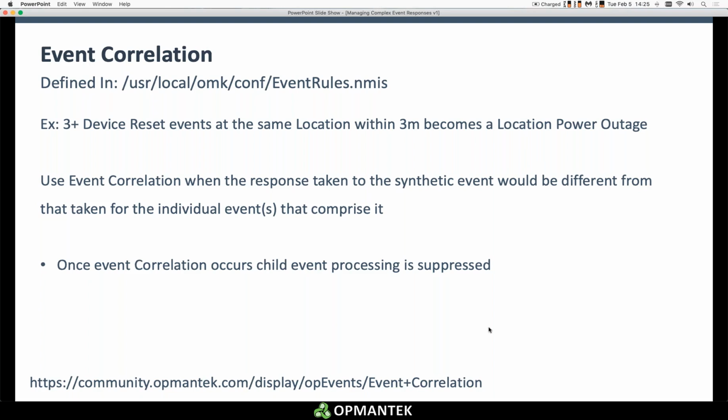An important concept with a correlated event is that the child event processing is suppressed. So once those 3 events, or 3 or more, for example, are correlated into that synthetic location power outage event, the individual child event processing is stopped. So we're not going to continue processing the individual events. We're going to be managing that location power outage.